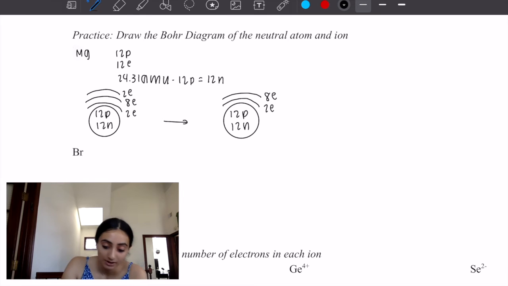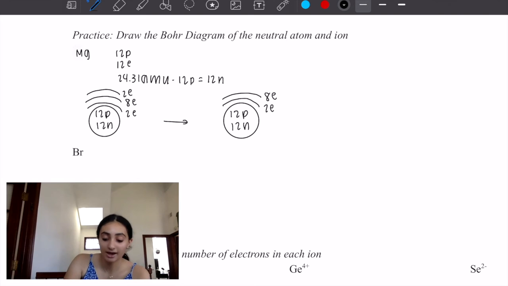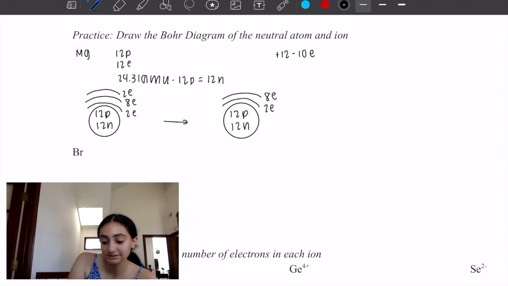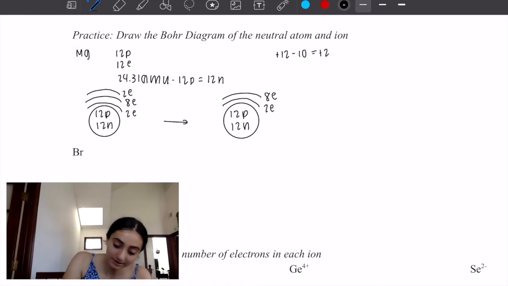to draw it. So now let's discuss what happened to the charge. Magnesium lost 2 electrons. It has now 12 positive. I'm going to go plus 12, and it only has 10 minuses. And now that means it's going to have a +2 charge. So the positives outweigh the negative, and magnesium becomes a cation.